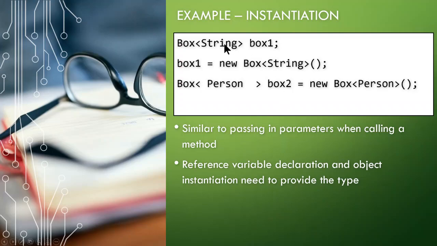So here's an example. Make a reference variable, and this one can hold box objects that hold strings. And this next step is then creating the same thing, so instantiating it. Here's one where it uses another class that's called Person. So this is a box that can hold a person, and we create a new object of that type, passing in the type here. So just like your ArrayLists. So similar to passing in parameters when calling a method. So the reference variable declaration and object instantiation need to provide the type, otherwise it may complain about things. So not too bad, and it gets easier with more practice doing this.